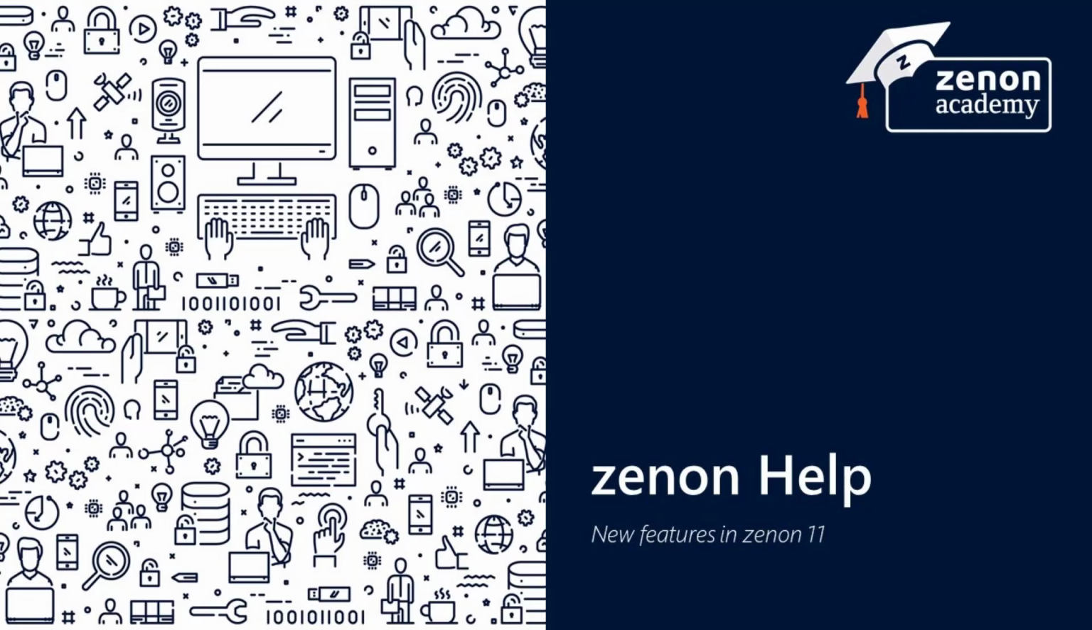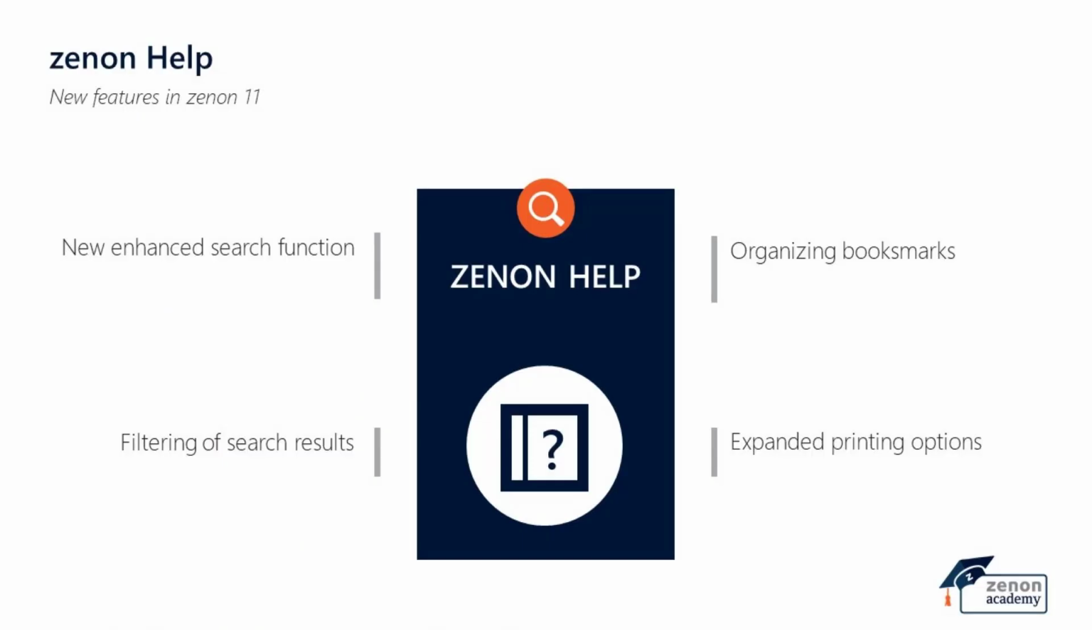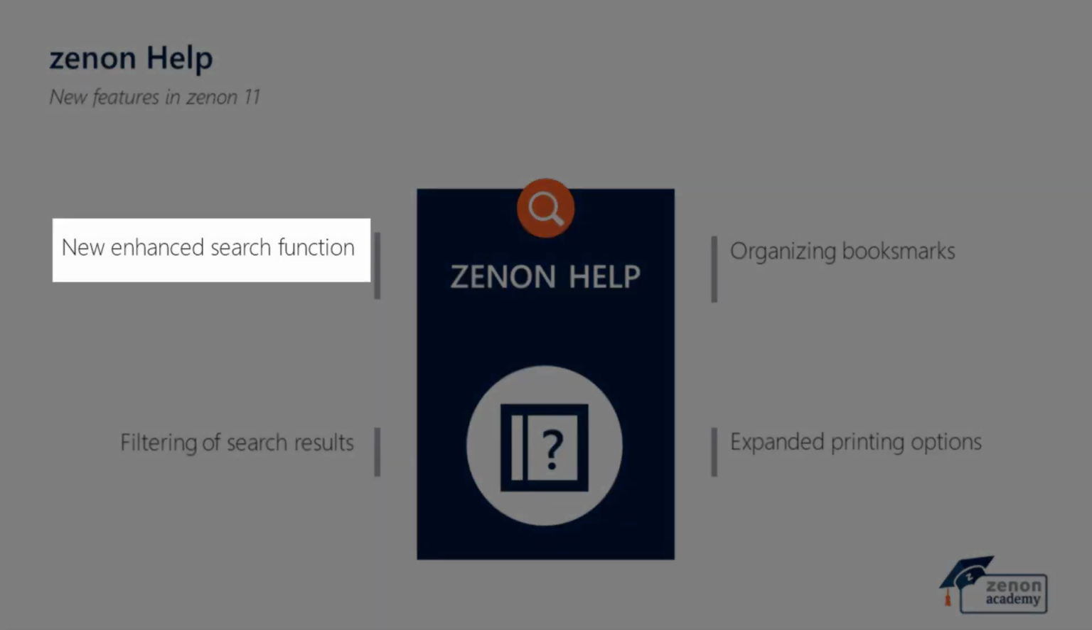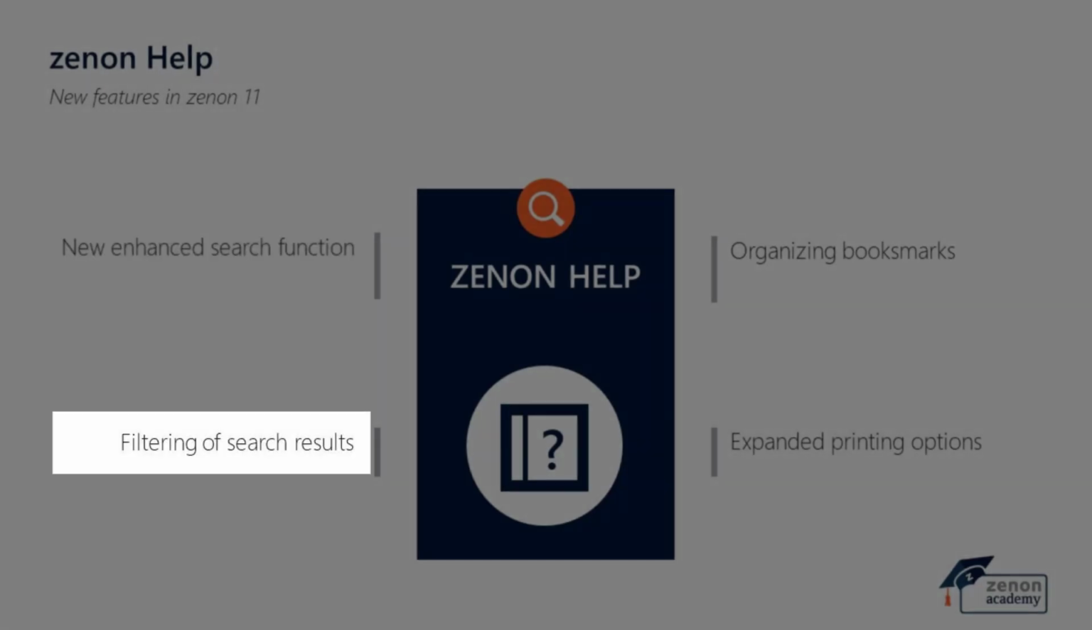In this video, we will introduce you to a few exciting new features of the Xenon Help available with Xenon 11. You are probably already familiar with the Xenon Help, which is a great place to go for any questions that come up for you when working with the Xenon software platform. With Xenon 11, the Help Navigator features a revamped search function which greatly facilitates navigating the help. You now also have the option to filter and limit your search by choosing from several different search options.